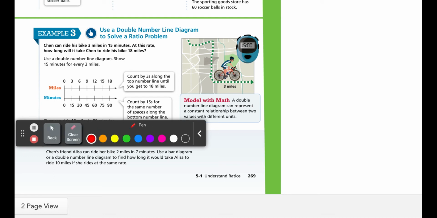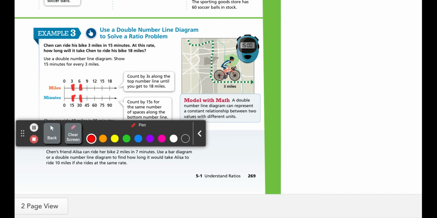So we can see at 15 minutes, Chen rode 3 miles. At 30 minutes, well, that's 15 plus another 15, so 15 times 2, we have 6 miles. So you might notice the pattern here.